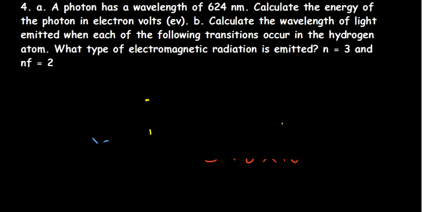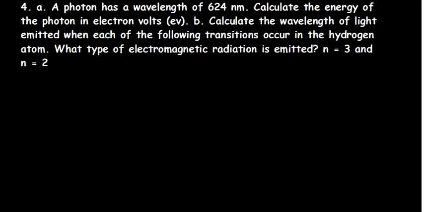And then B is asking us to calculate the wavelength, where we're given a transition in the hydrogen atom. We're also asked to determine what type of electromagnetic radiation is emitted, given n is equal to 3 and n is equal to 2. So calculate the wavelength of light emitted when each of the following transitions occur in the hydrogen atom. In this case, it's a two-way thing. Since the question is so general, we have the transitions, but we've not specified which one is the final and which one is the initial.